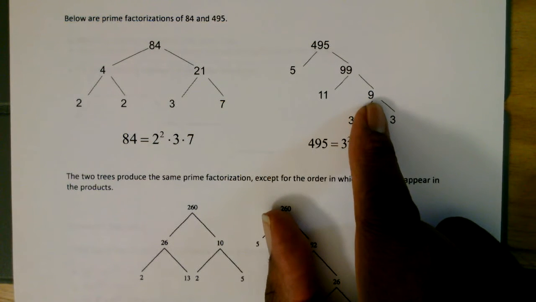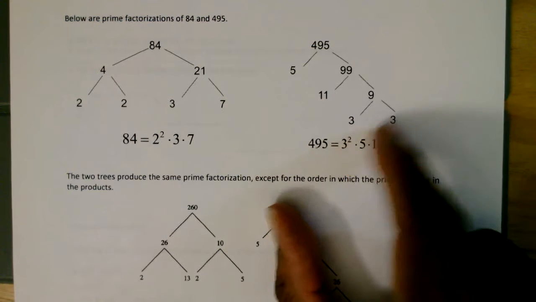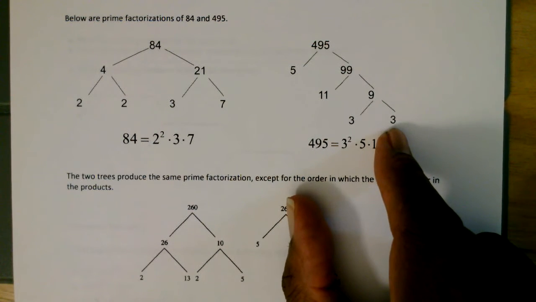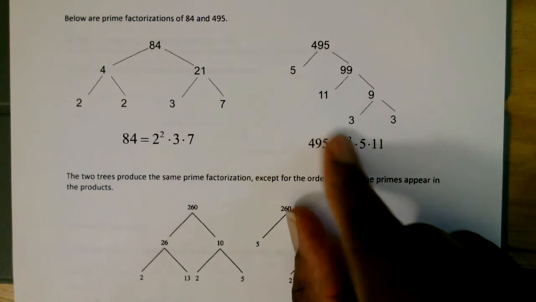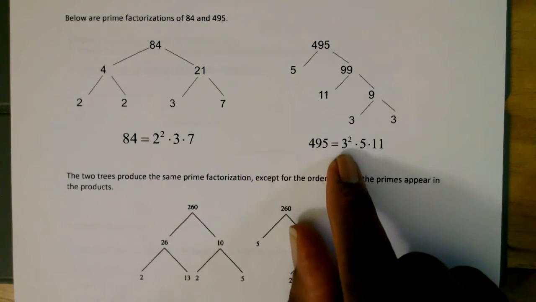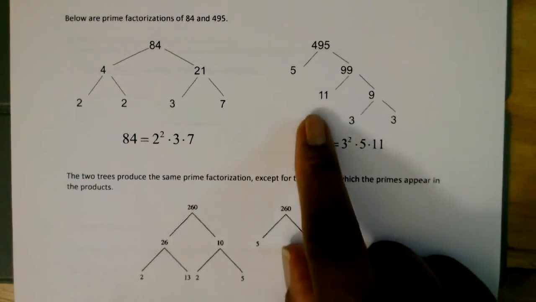We can write 9 as 3 times 3. 3 is prime, and 3 is also prime. So here is the prime factorization of 495. 3 times 3, or 3 to the second, times 5 times 11.